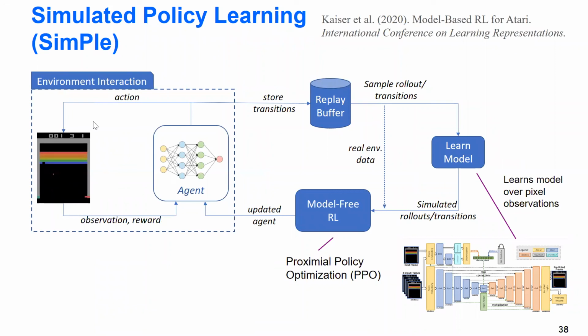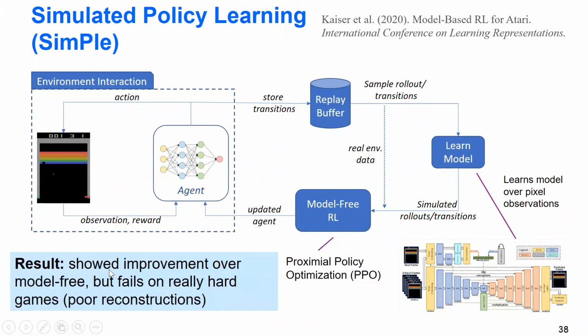Another example would be this paper here, where this is one of the first examples of showing something working in Atari. Now they actually learn a model over the observational space, which requires an incredibly complicated network. Like most of the paper is about this network, and they use PPO, this standard model-free algorithm, to sort of train on the real data and the simulated data, where the simulations are actually in observation space.